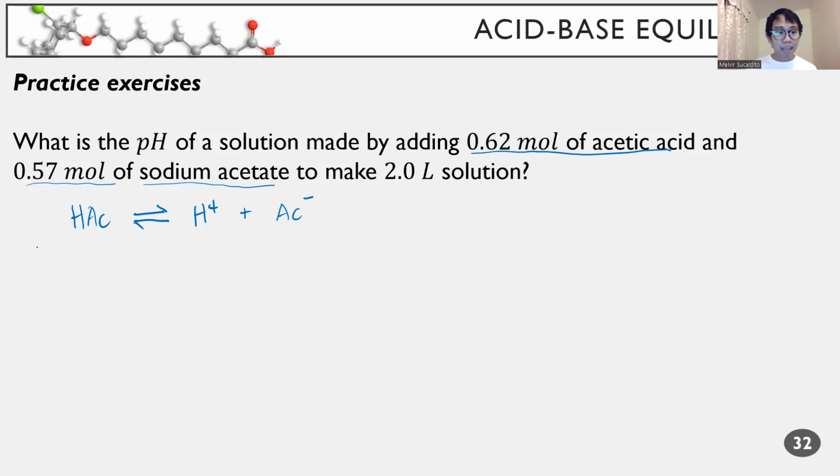And then we construct our ICE table. Actually, for this case, whether you write the dissociation reaction of acetic acid or the dissociation of acetate as a base, you should obtain the same answer. But the simplest way here is to write down the dissociation of acetic acid. Why will it simplify things to do it with the acid?